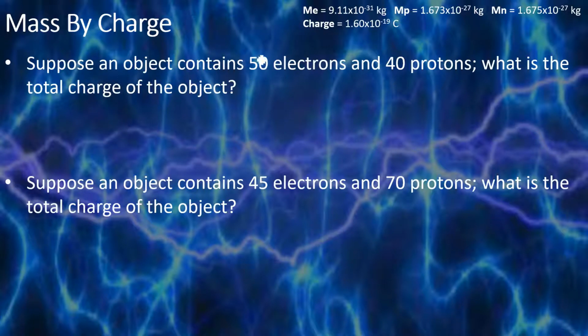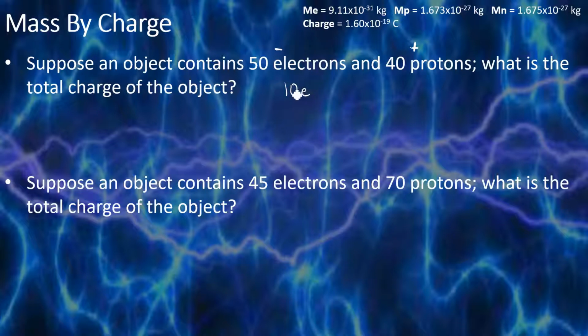So suppose an object contains, it doesn't have to be an object, but a system contains 50 electrons and 40 protons. What is the total charge of the object? So we need to keep in mind that between 50 electrons and 40 protons, these are opposite in charge. These have a negative charge and these have a positive charge. So net, since these are opposite, we would have a net of 10 electrons.